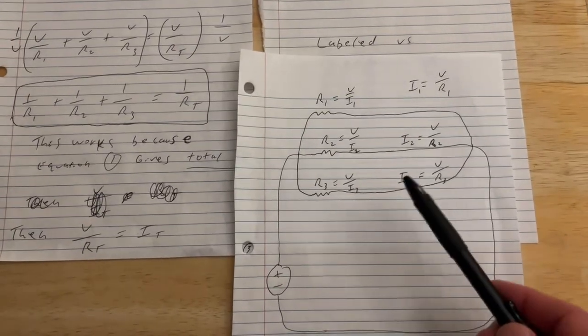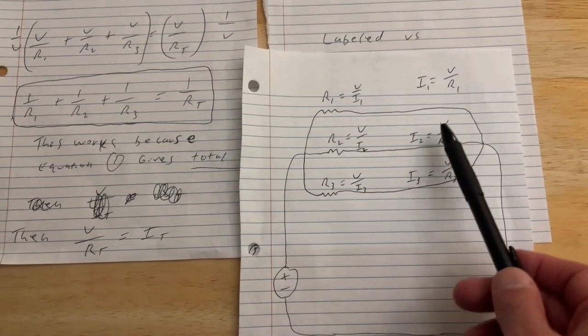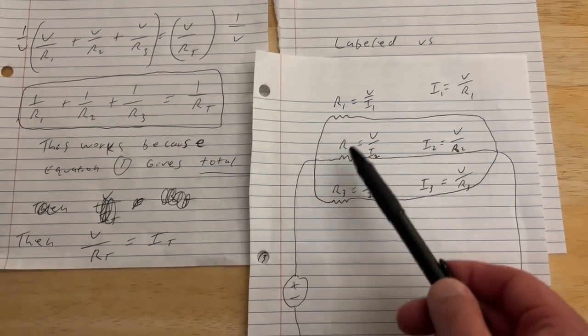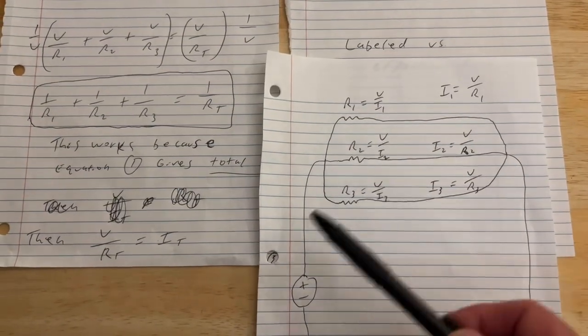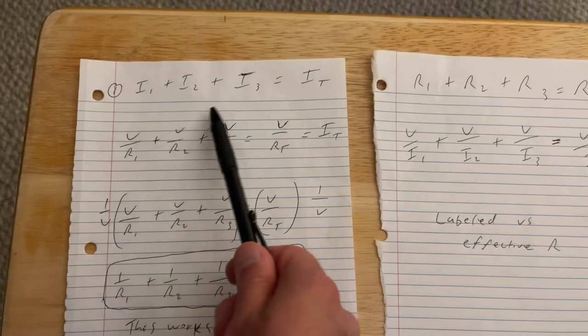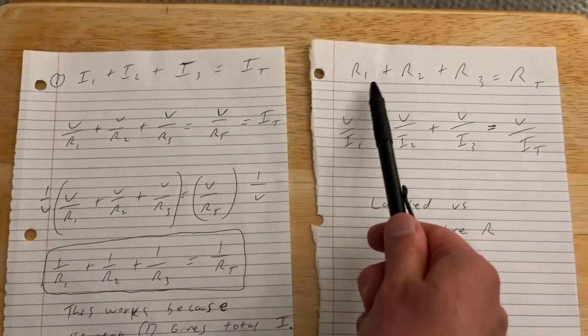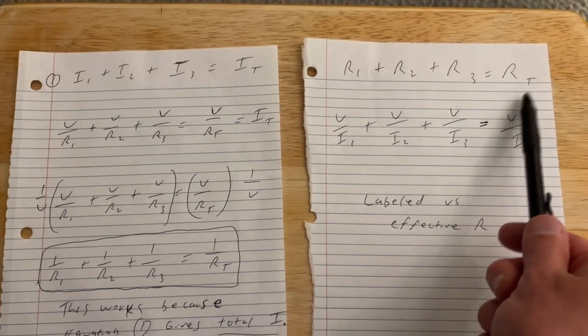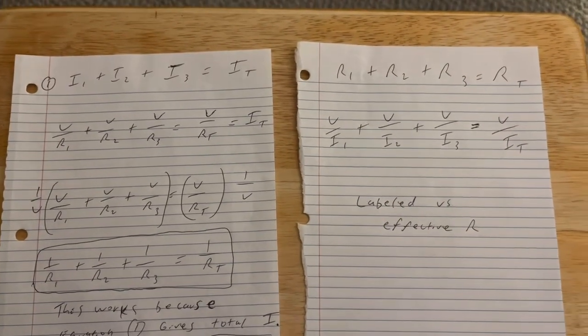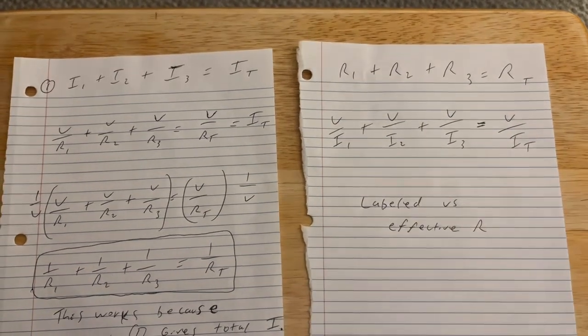Here's the next question I had. If we can add up all of our currents to get our resistance, does that mean we can add up all of our resistances to get currents? Turns out no. Right here I did current 1 plus 2 plus 3 gives total current. So if I do the same thing here, resistor 1 plus 2 plus 3 will give total resistance. But this formula works for resistors in series and not parallel.